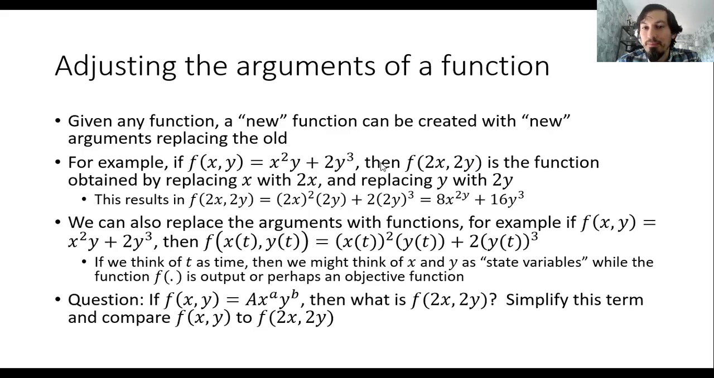And what would happen if you did that is simply you'd get a new function here. So if f of x y equals x squared y plus 2y cubed, then I can say what f of 2x and 2y is simply by replacing x with 2x. You would get 2x squared times, instead of y it would be 2y, 2 times 2y cubed. But you can kind of see here what's happening with these coefficients is now it's 8x.